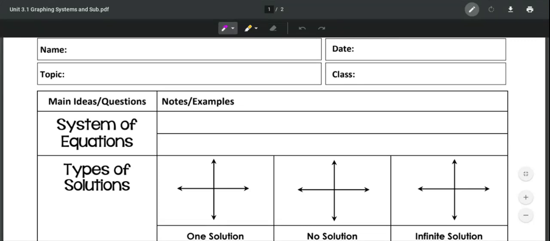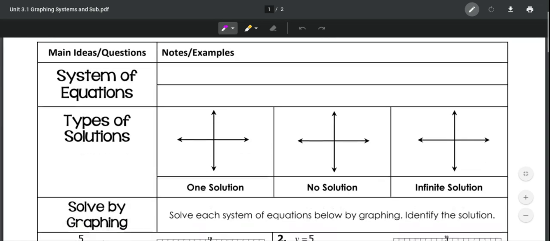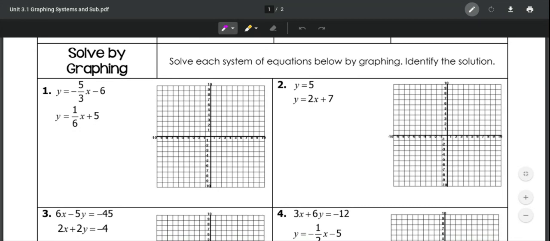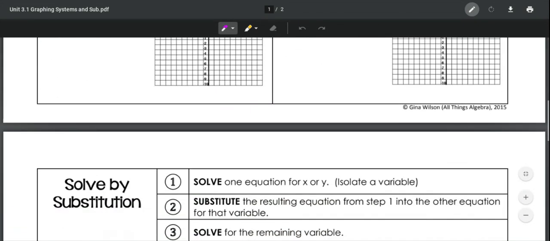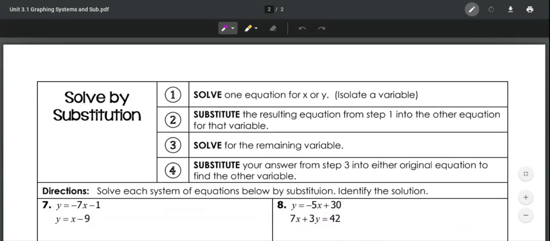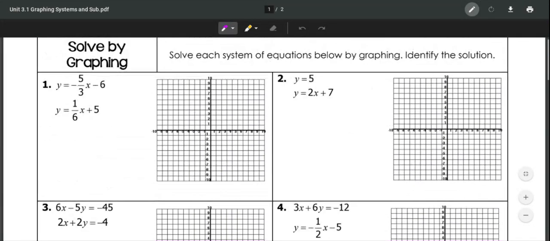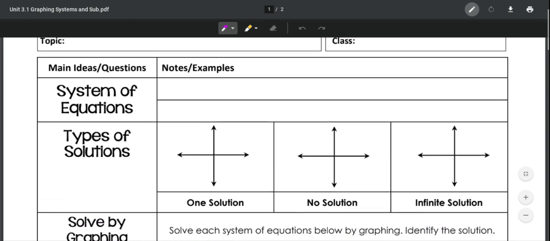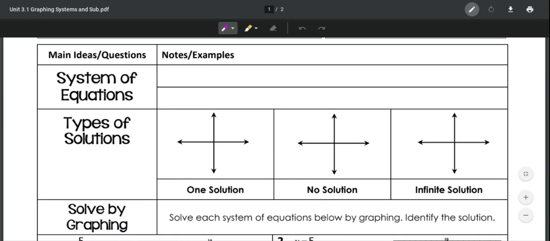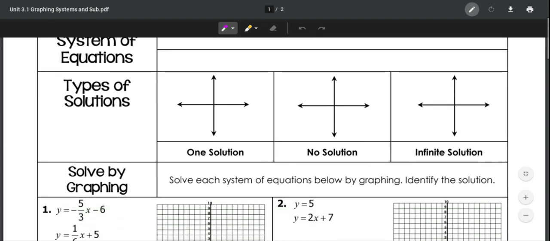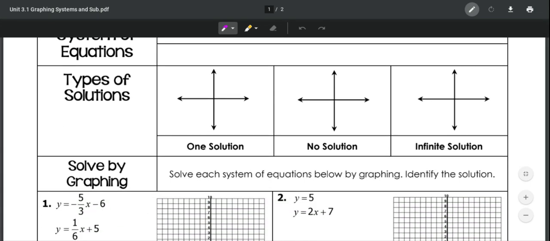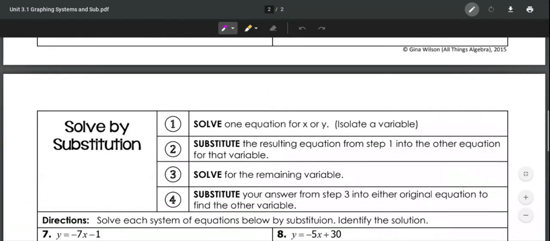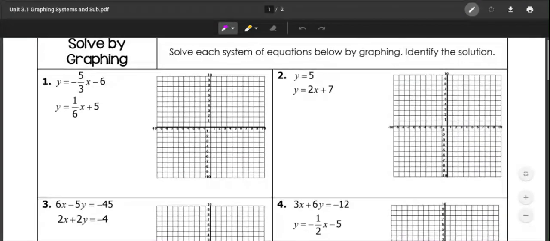So let's look at systems of equations. That's going to be the first section. This is actually going to be like a two-part video, so I'm going to throw in substitution as well. This is just solving systems of equations, which means solving multiple equations. The first type of solving is going to be by graphing, and the second is going to be substitution.